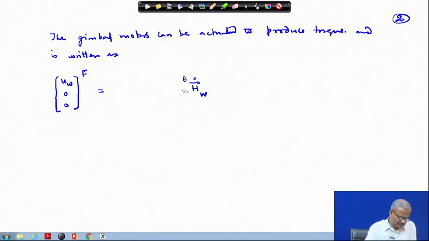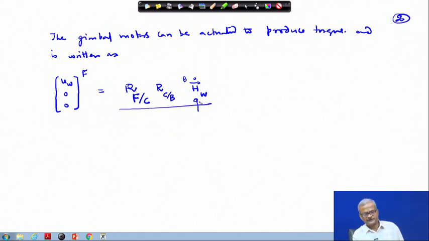We need to convert this from B to C and then C to F. Okay, so this is the rate of change of the angular momentum. The angular momentum change will be signified by the corresponding torque acting on the system. So at any instant of time, whatever torque is acting on the system, that is acting in the F frame.